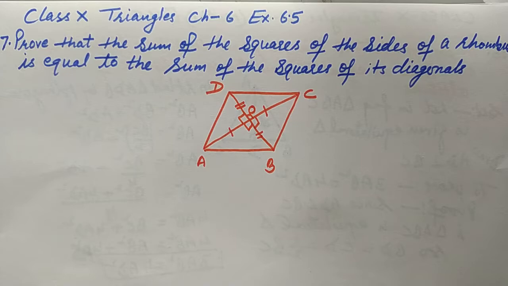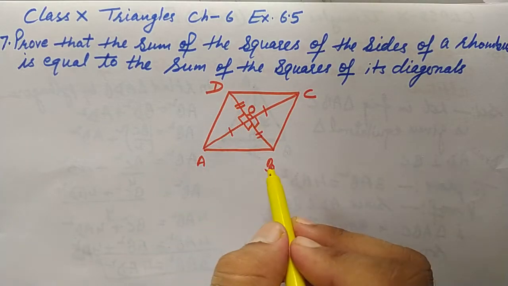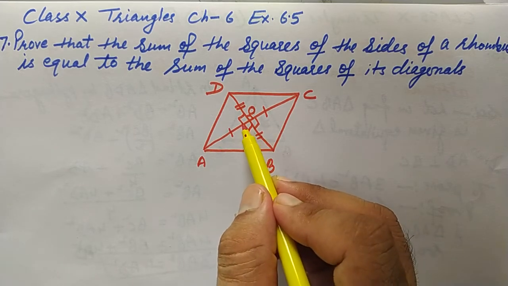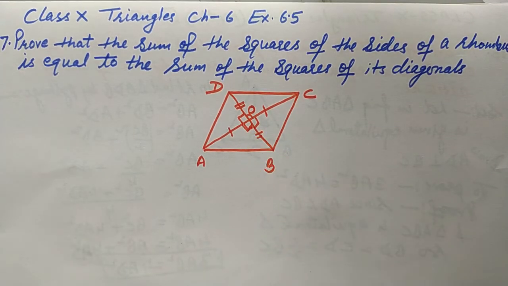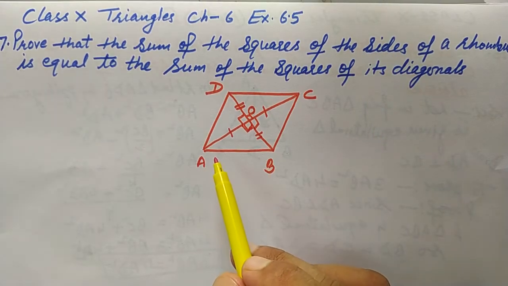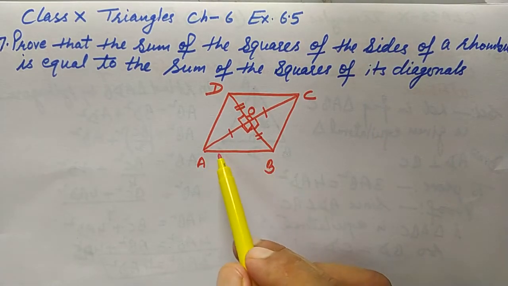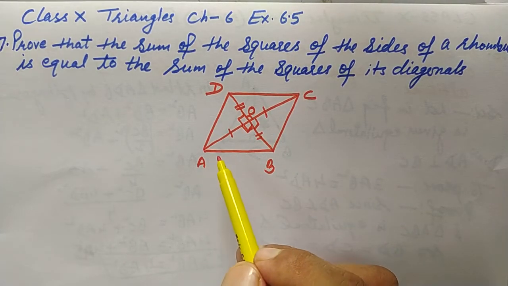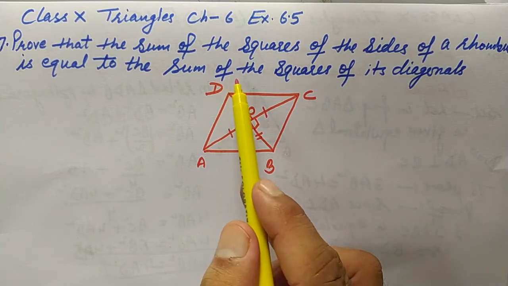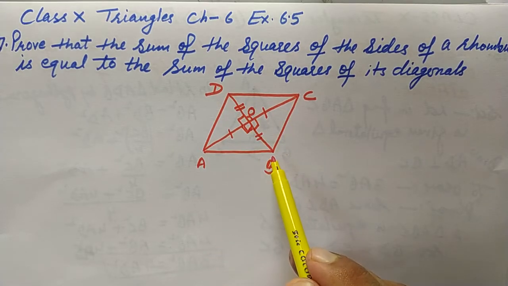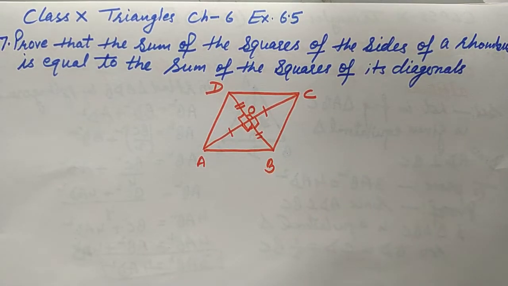Again, I tell you the properties of a rhombus. Number one, all sides are equal, and diagonals bisect each other but at right angle. If you know this, then we can do this question very easily. In this question, we need to prove that the sum of the squares of its sides, that is AB square plus BC square plus CD square plus AD square, is equal to the sum of the squares of its diagonals, that is AC square plus BD square. Very easy, small question, don't worry. So let's start the question.